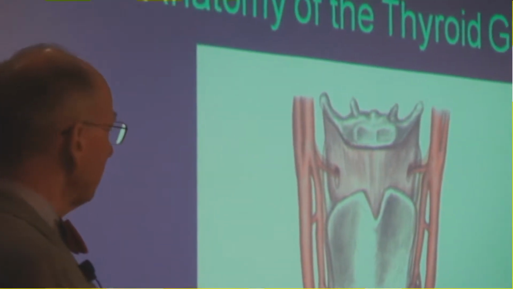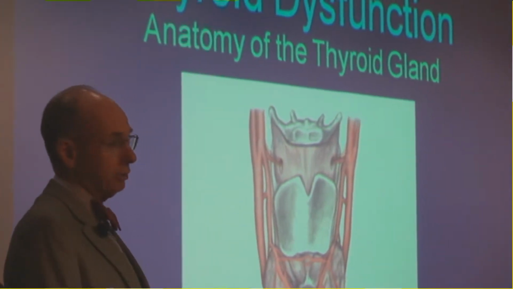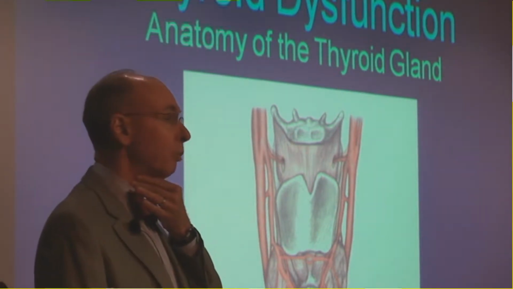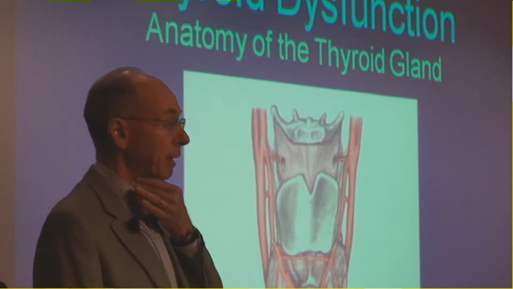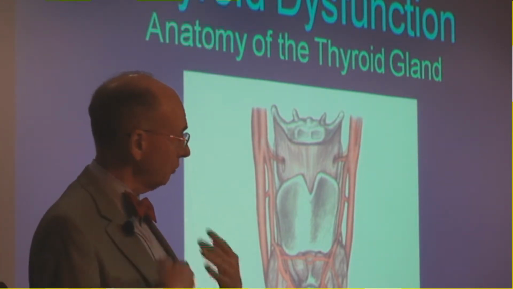So again, there's a lot of blood supply to the thyroid gland. The thyroid gland is an endocrine gland, which means that it lives here, but works someplace else. Kind of like the pancreas. So the pancreas sits right here under your stomach, but it works all over your body.